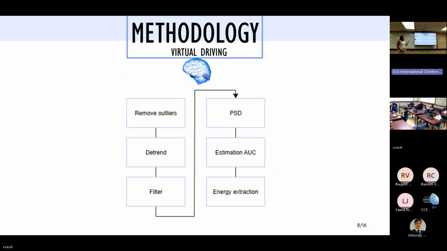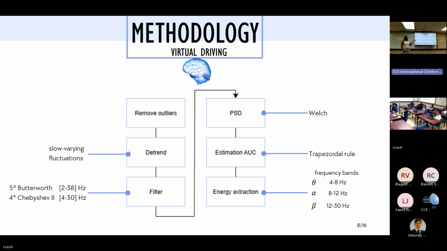How do we process this signal? First, we remove the outliers, then we detrended the signal, so we eliminate the slow varying fluctuations. We filtered it with 2 different filters. The first, a 5th order Butterworth, with cutoff frequencies between 2 to 38 Hertz. Then a 4th order Chebyshev type 2 with cutoff frequencies from 4 to 30 Hertz. We then realized power spectral density using the Welch method, and we made an estimation of the area under the curve with the trapezoidal rule.